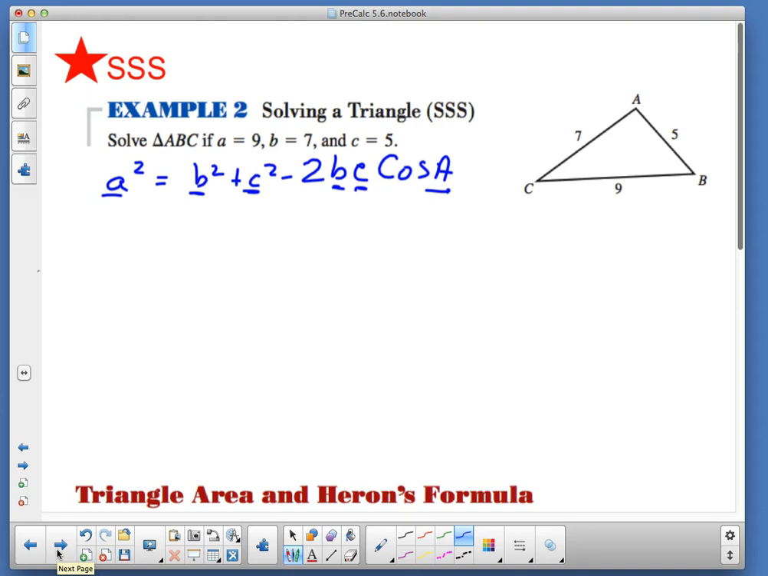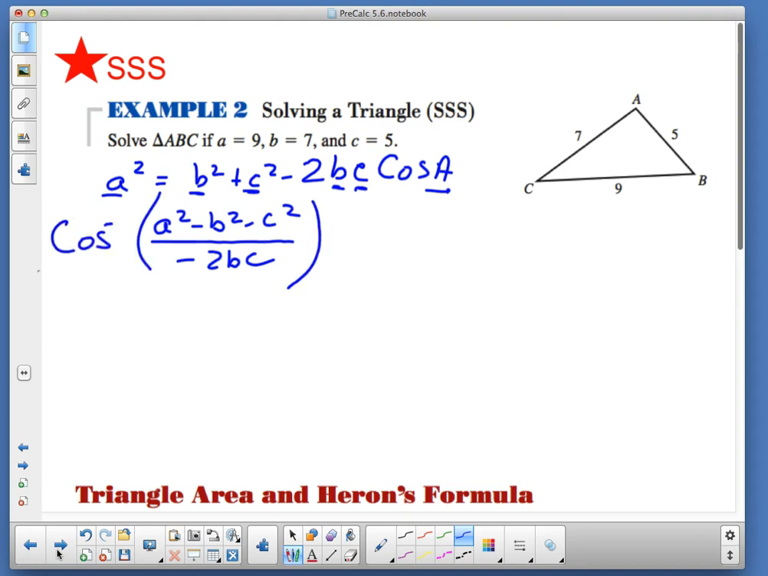Now, make sure we recognize we're looking for angles. So we're going to get a squared minus b squared minus c squared all over negative 2bc. It'll be this inverse cosine to find the measure of angle A. We just did that solve on the previous problem. You go through the equal sign, subtract b squared, subtract c squared, divide by negative 2bc, and I pop that information in my calculator. So now I have inverse cosine.